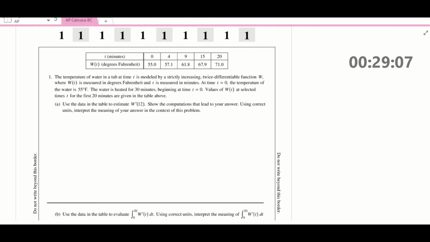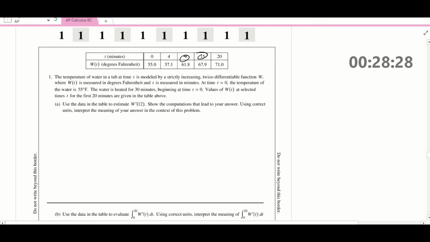Well, to estimate W'(12), there are many ways we can do it. But one way is to just take the middle between 9 and 15, which is 12, and estimate it that way. Because that's the closest bound, right? If we want to estimate the derivative here, we don't want to take these 2 points, because this is very inaccurate. Instead, we want to take points as close to this point as possible, which is a more accurate estimate. So we can take between 9 and 15.